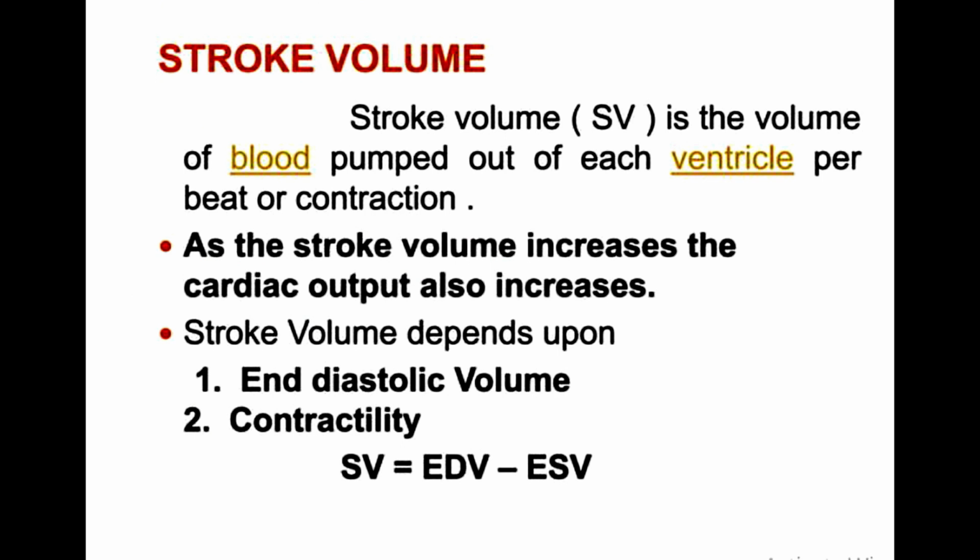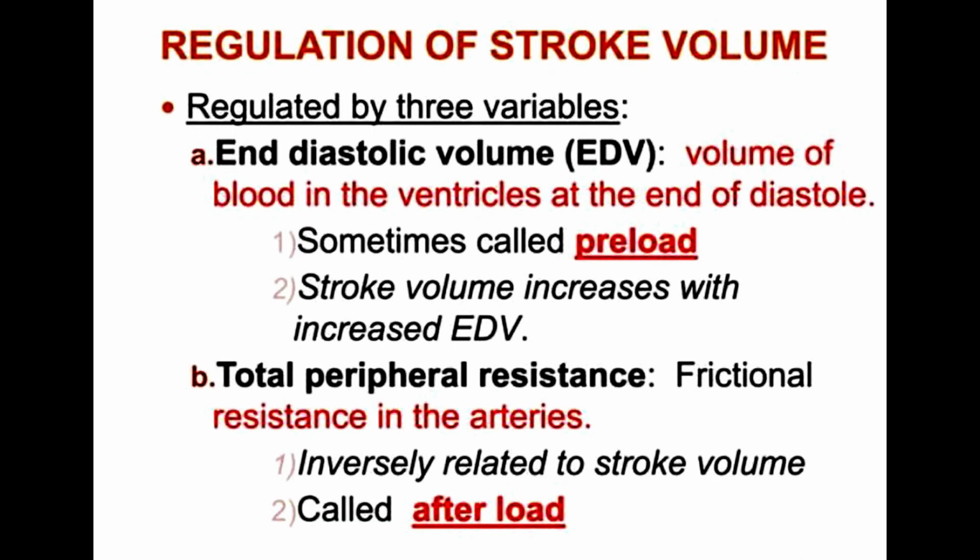Cardiac output is expressed in three ways. One is the stroke volume, second is the minute volume, third is the cardiac index. First, the stroke volume. What is stroke volume? It is the amount of blood pumped out by each ventricle during each beat. The normal value is 70 ml when the heart rate is normal, that is 72 per minute. The stroke volume will depend upon end diastolic volume and contractility.